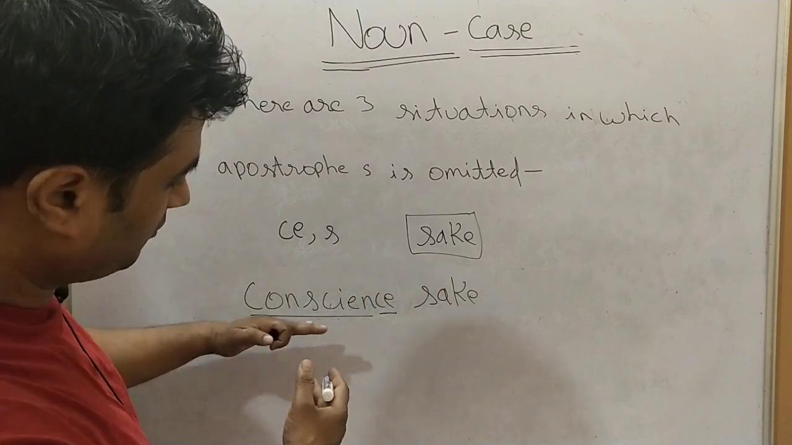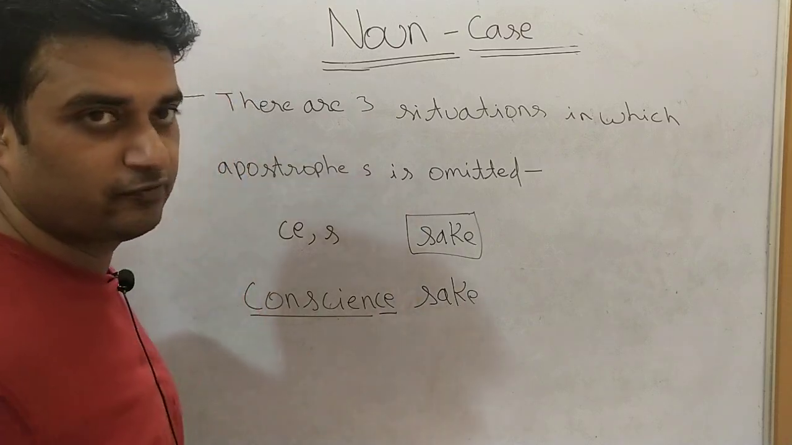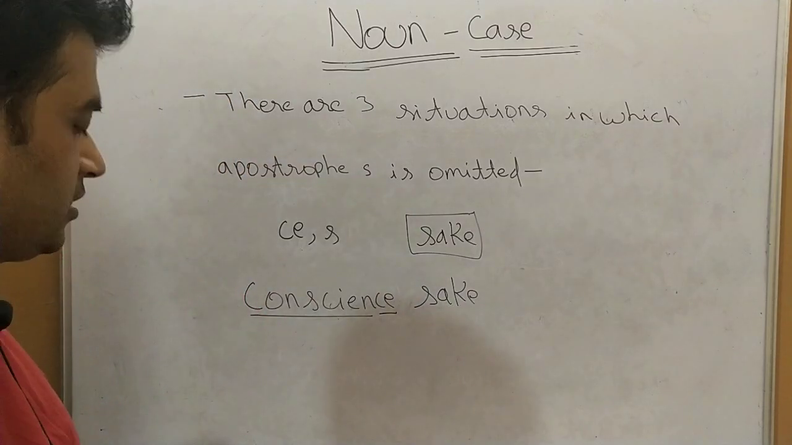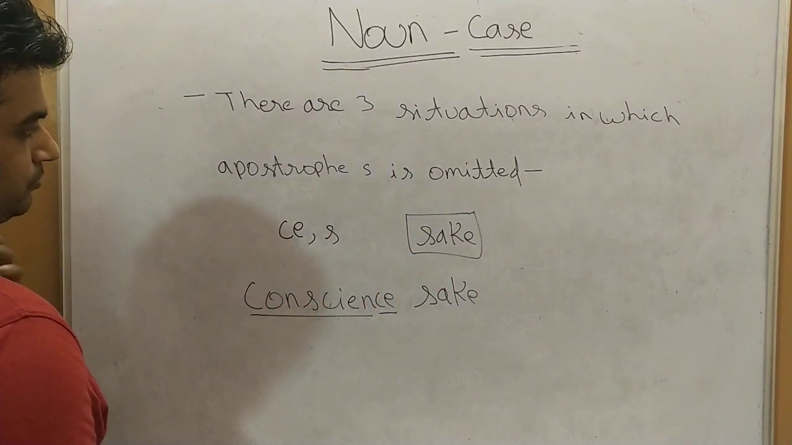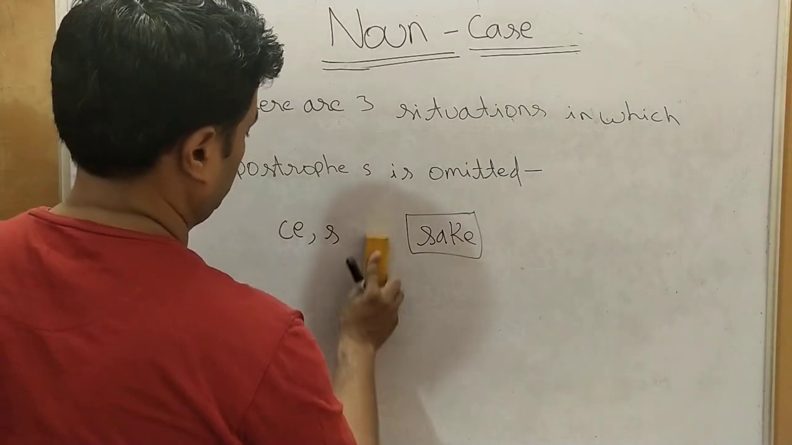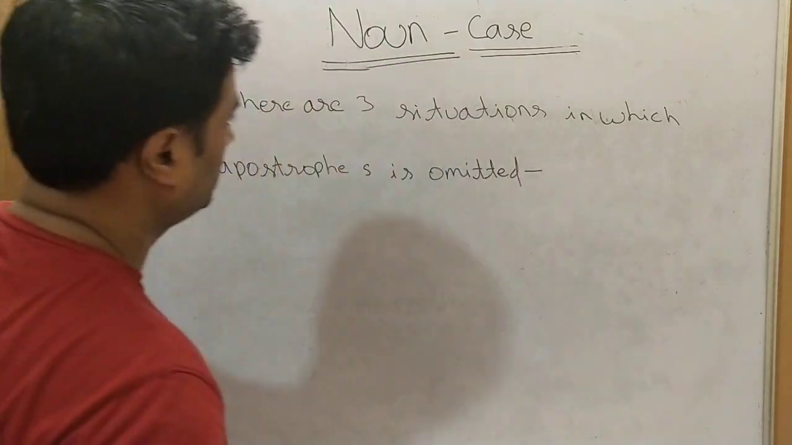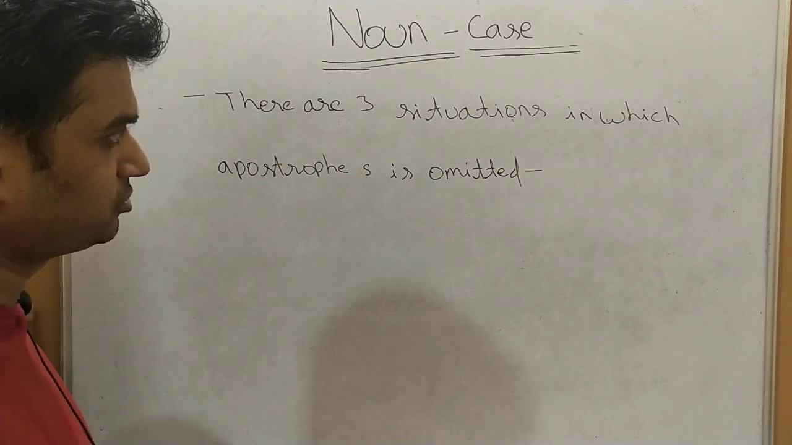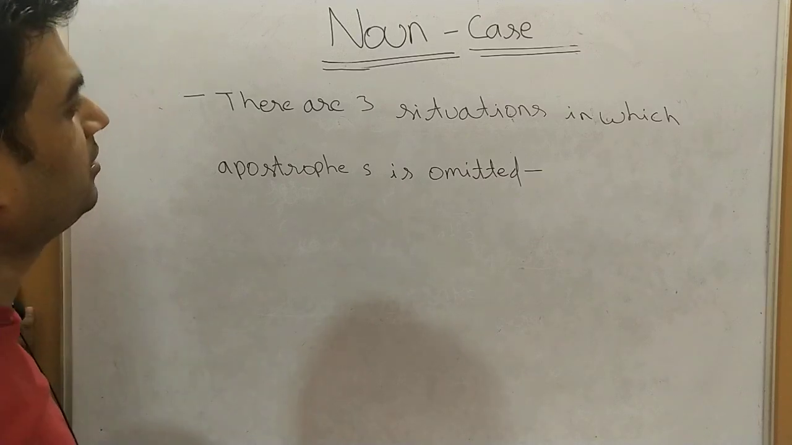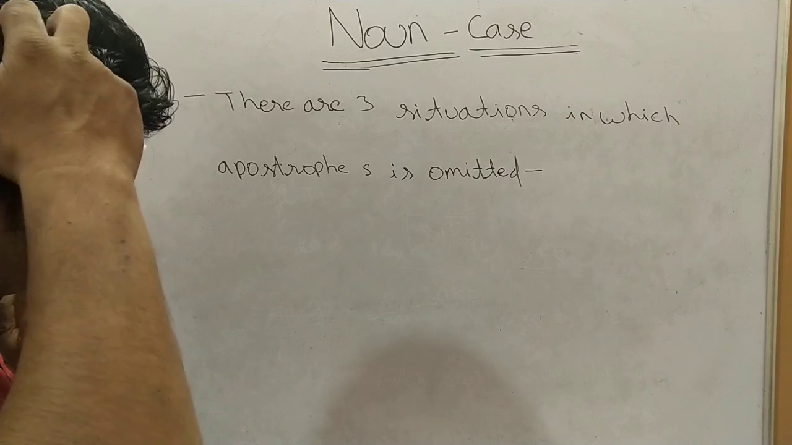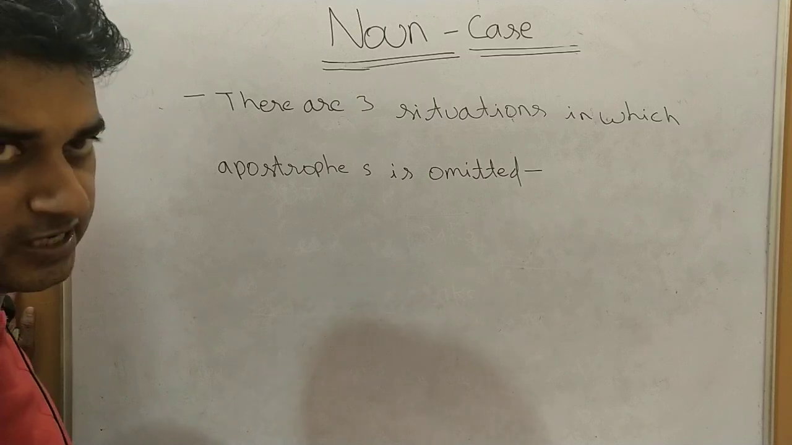I mean, if there is a word which ends with the letter S and it is followed by the word sake, then again we will not use the apostrophe S. And now we will see where we have to use the apostrophe S. Because when it comes to apostrophe S, there are many exceptions. So we also have to look at what those exceptions are. But the most important thing is to see where we do not use the apostrophe S in our daily life.